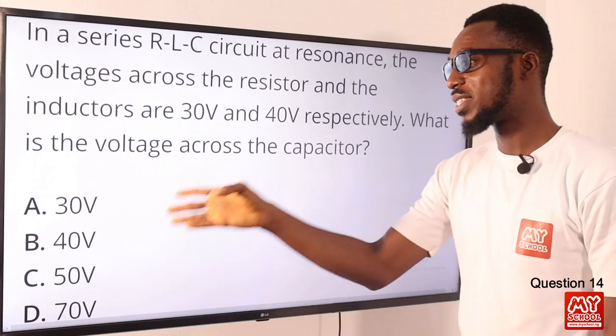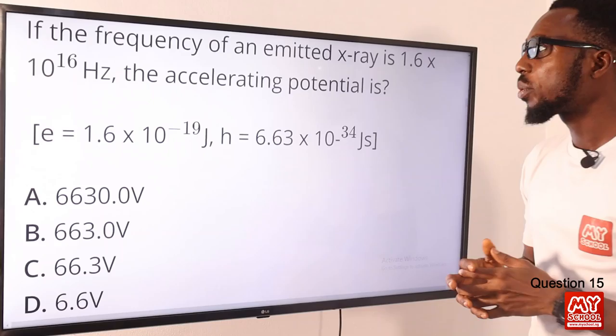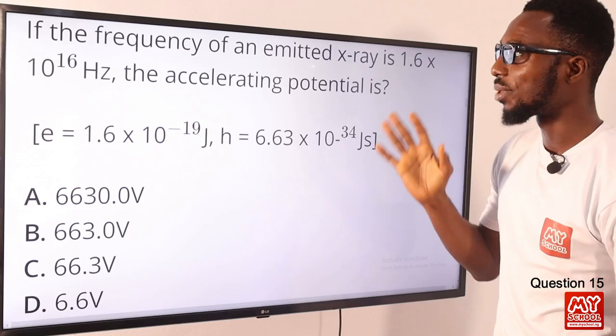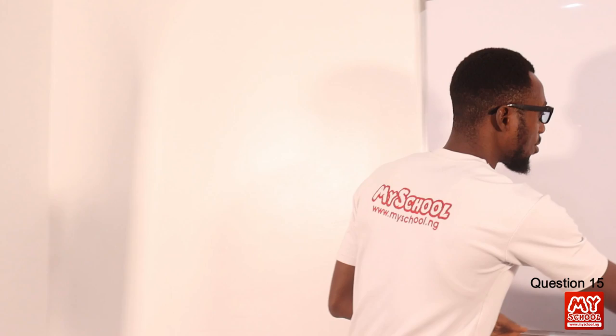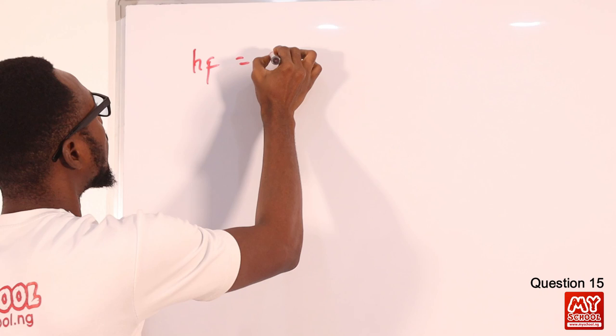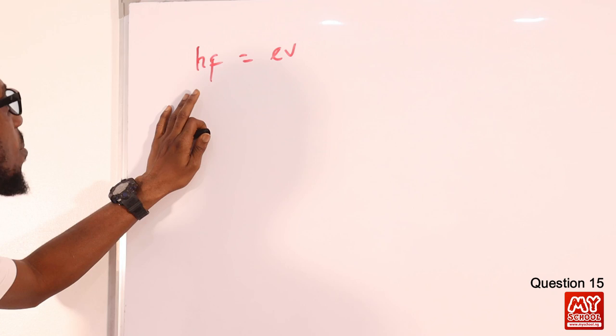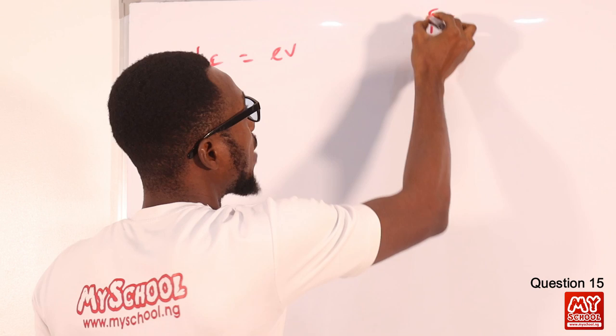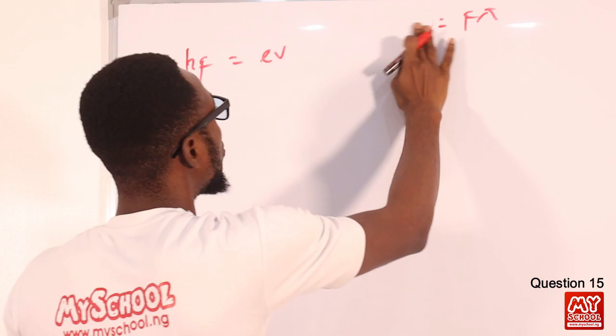15. If the frequency of an emitted x-ray is 1.6 times 10 raised to the power 16 hertz, what is the acceleration potential? You just have to recall this formula: hf equals eV. This is what we are looking for. Sometimes you see this hf given to you like this. F, you remember that v equals f lambda. This v, we can change it to c so that we will not confuse it with this V. I'm just doing a sidetrack. So we have this.